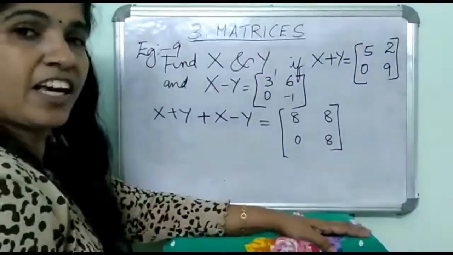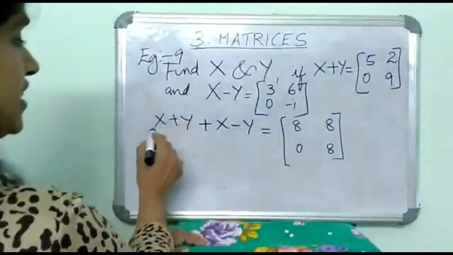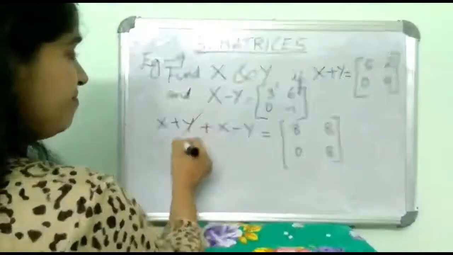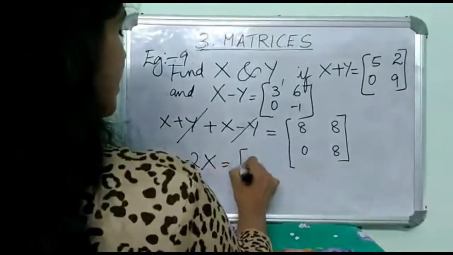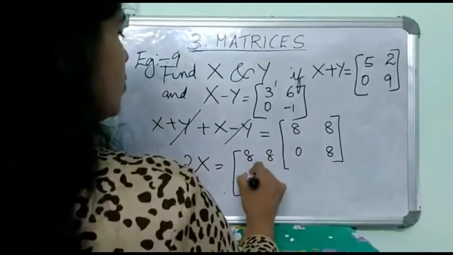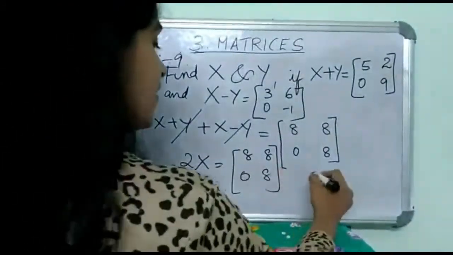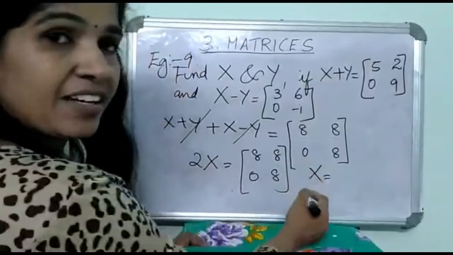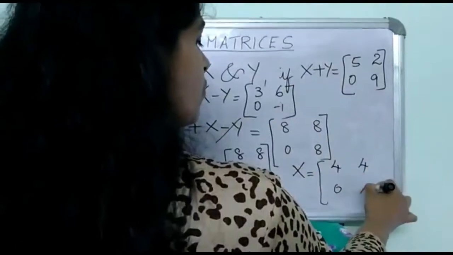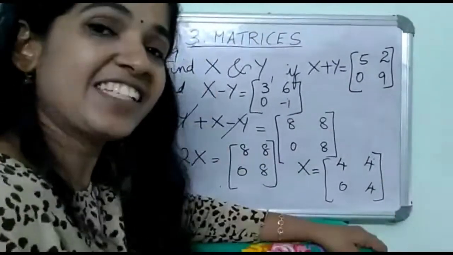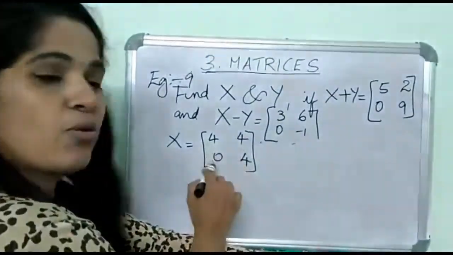So you got this matrix as the sum of the given two matrices. So what is X plus Y plus X minus Y? It is 2X. 2X is 8, 8, 0, 8. So what is X? Divide each of the elements by the number 2. So what is X? It is 4, 4, 0, 4. Isn't it that simple? Thus we got X as 4, 4, 0, 4.